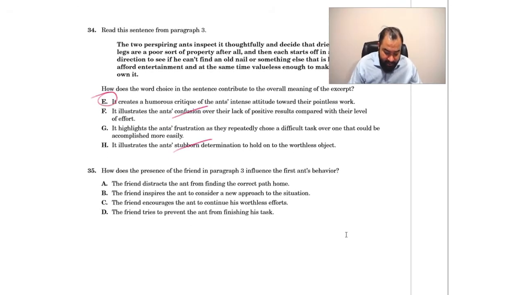How does the presence of the friend in paragraph 3 influence the first ant's behavior? So when the friend comes, the friend actually inspires him more to do this useless work. So the friend is not distracting him. "The friend inspires the ant to consider a new approach." No new approach. "The friend encourages the ant to continue his worthless effort." That's it. The friend himself is like, all right, you're doing great, keep it up.